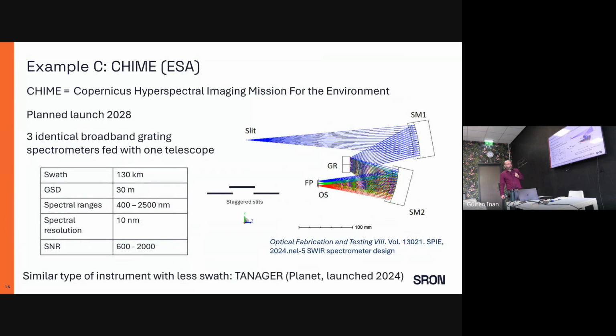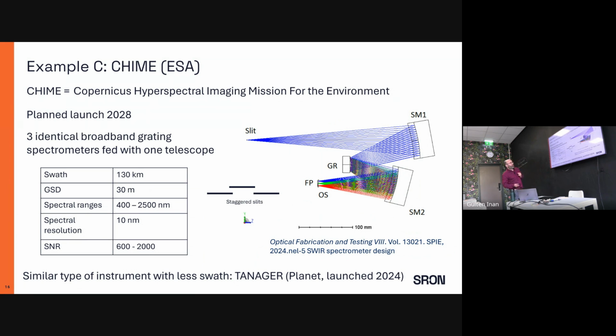Then I would like to highlight an instrument which will come in the future, which is CHIME. That's from the European Space Agency. It stands for Copernicus Hyperspectral Imaging Mission for the Environment. It is hopefully planned to be launched in 2028, but things usually get delayed.